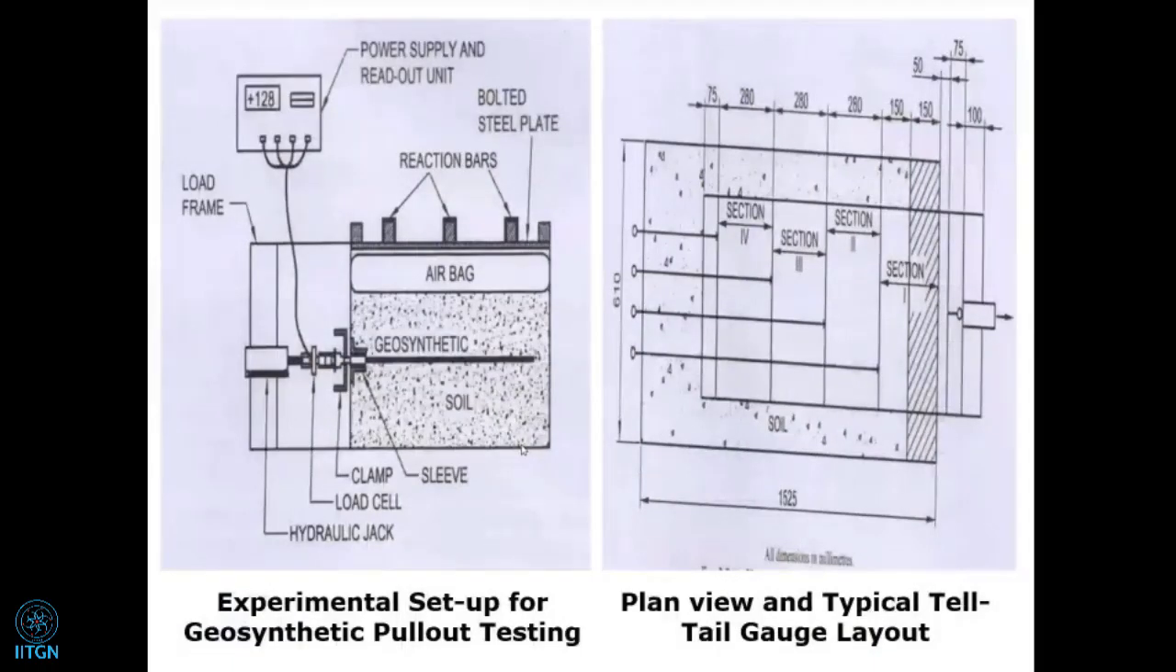This is the sketch diagram showing different components of this test equipment. In the bottom, we have to put our soil, then geosynthetic, maybe geogrid, maybe geotextile, geostrap. Then over that, we are putting another similar strata of soil, of similar quality. And then you can put either the airbag or steel plate for uniform loading. And then the vertical normal stress is applied over this.